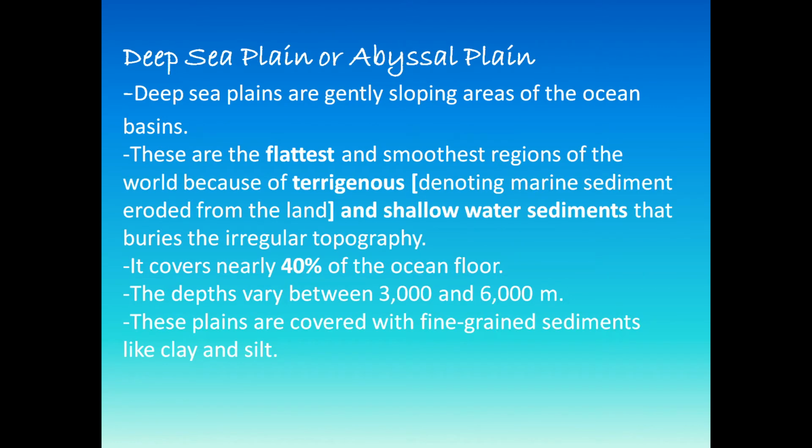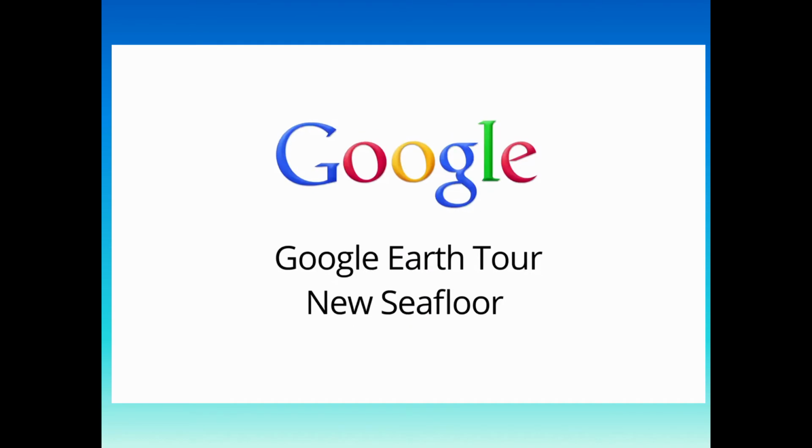Okay, so the abyssal plain's depth is 3000 to 6000 meters. That means we are reaching the deep sea now. These plains are covered with fine-grained sediments like clay and silt. So whatever is brought by the rivers from the mountains is formed here.